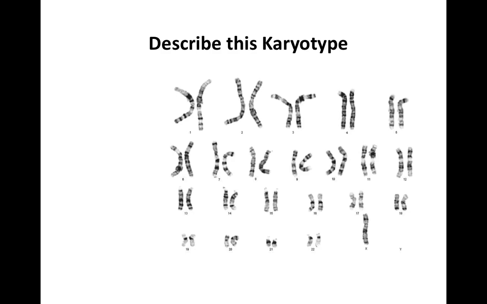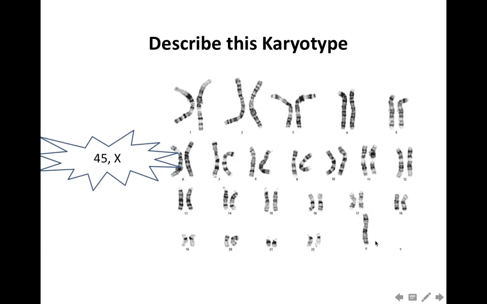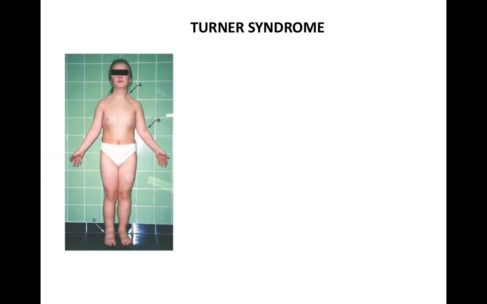Let's have a go and describe this karyotype. Again, start with the number. You have a pair of each chromosome in group A, B, C, D, E, F, G. Sex chromosome, you only have an X chromosome. So the answer is 45, X. This karyotype is a karyotype of Turner syndrome.